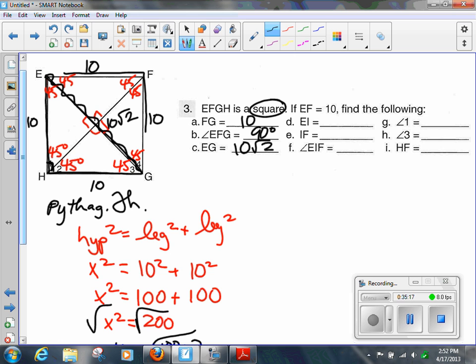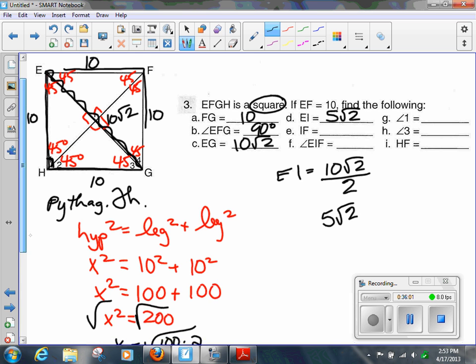Jade, what's EI? Where is the I? The I is in the middle. How are we going to figure this one out? I have to take 10√2 and divide it by 2, don't I? Because what are these? Diagonals. My diagonals are congruent, but they also bisect each other. What is 10√2 divided by 2? 5√2.